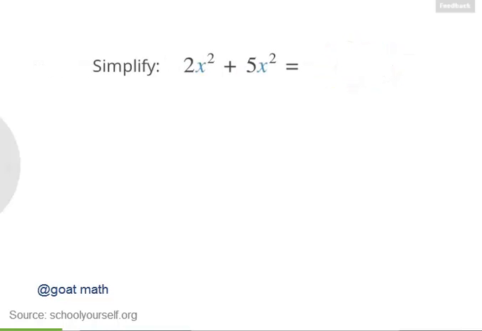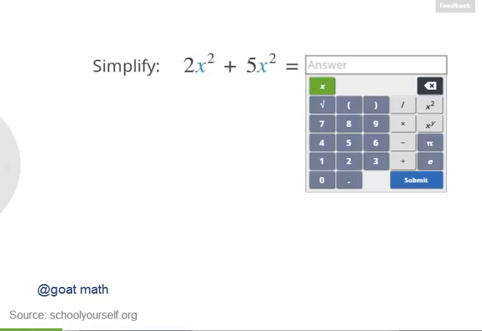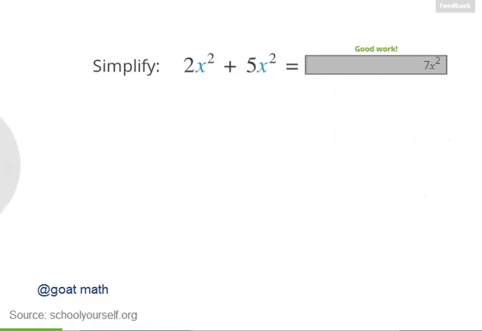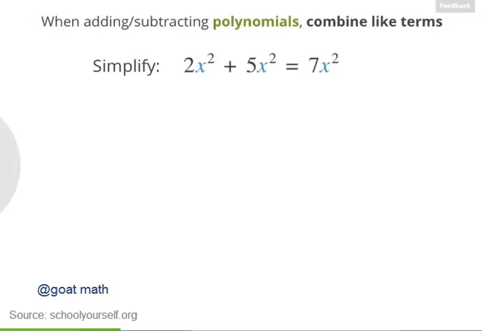Next, try simplifying this expression, 2x squared plus 5x squared. Again, you have like terms. Nicely done. So 2x squared plus 5x squared equals 7x squared. So just like this example, whenever you're adding or subtracting polynomials, the key is to combine like terms.